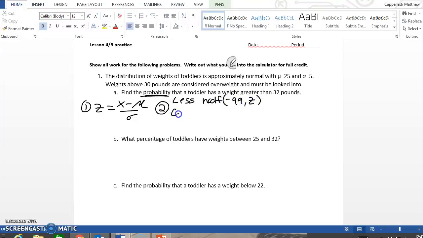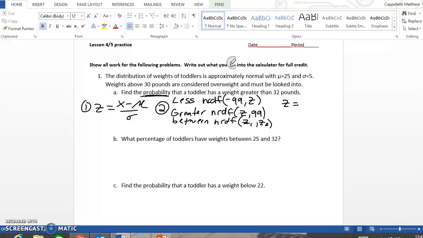If it's a greater than problem, we're going to use normal CDF, and it's z comma 99. And if it's a between problem, we want to use normal CDF and z1 comma z2. Right, so let's work this one out.